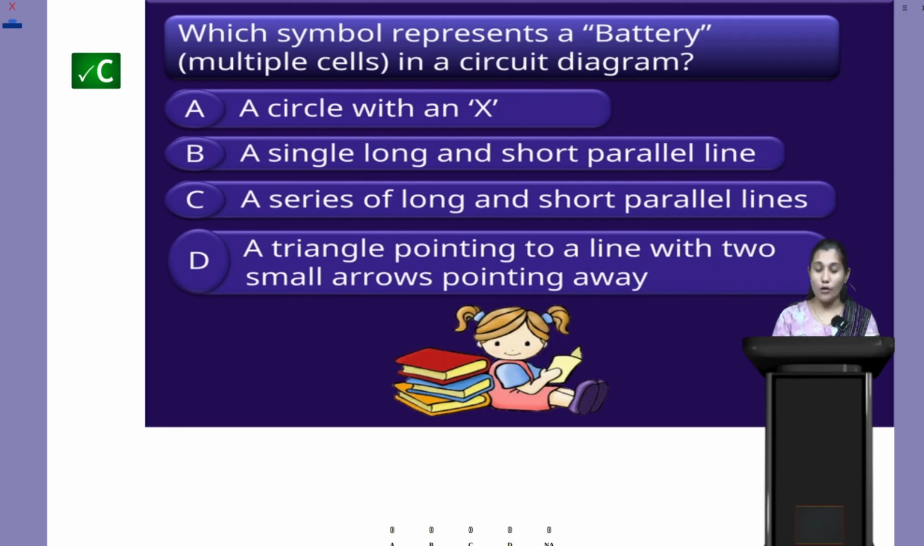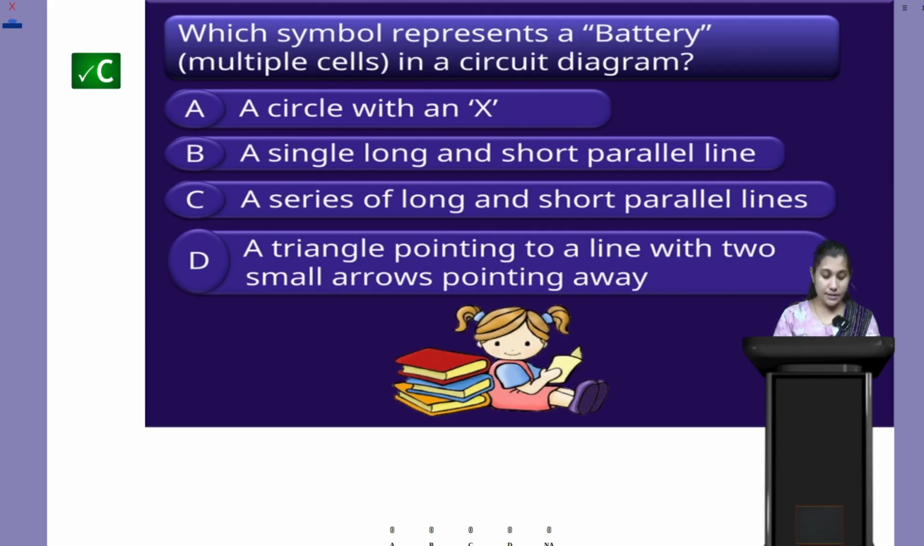Option C, a series of long and short parallel lines. Series means what? Continuously long and short parallel lines. This one is a long, this is a short. Again this one is a long, this one is a short. Again this one is a long, this one is a short. So like this we call it a series of long and short parallel lines. So the correct option is option C.